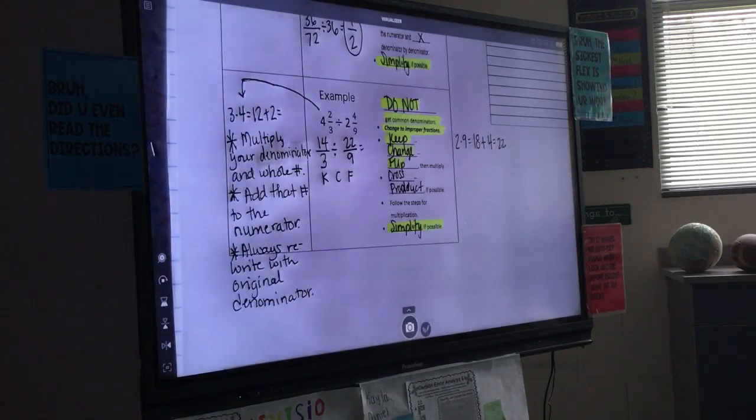If you get to a point where you are not sure how to change your improper fraction to the next number, you can stop. If you get to a point where you're not sure what to simplify by, you can stop.